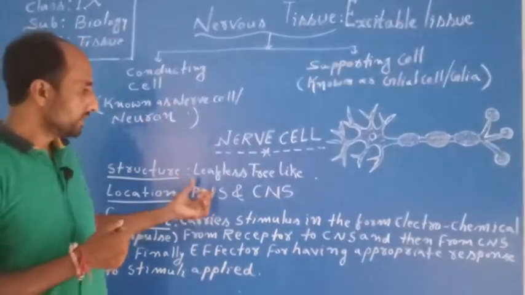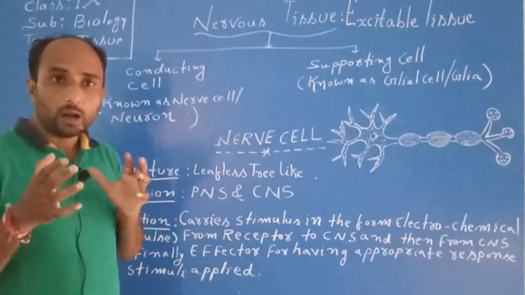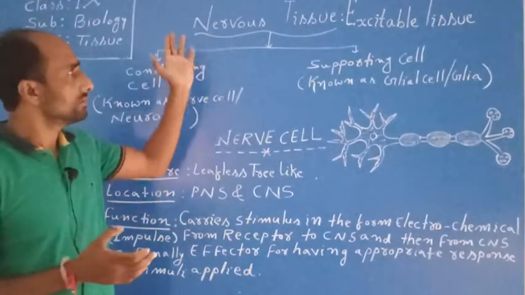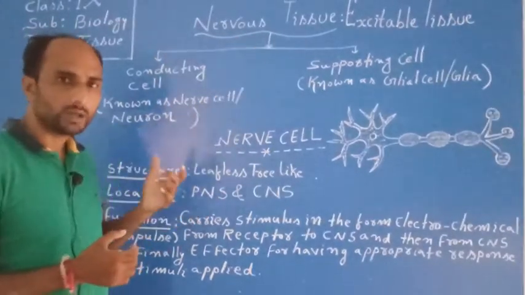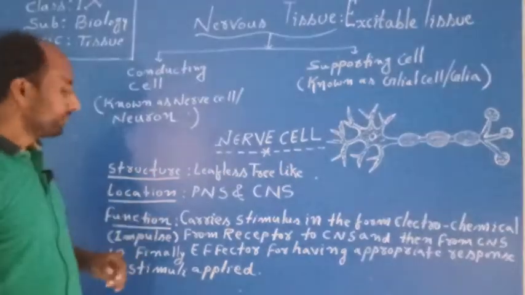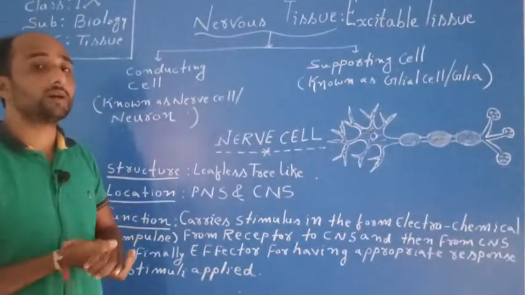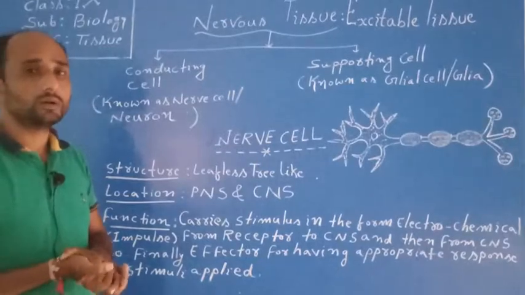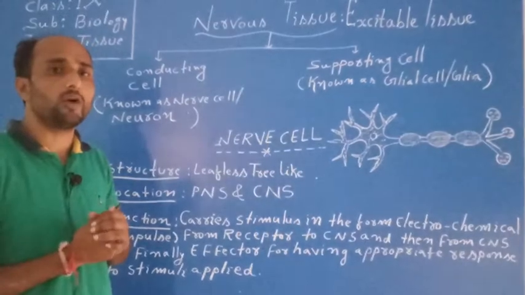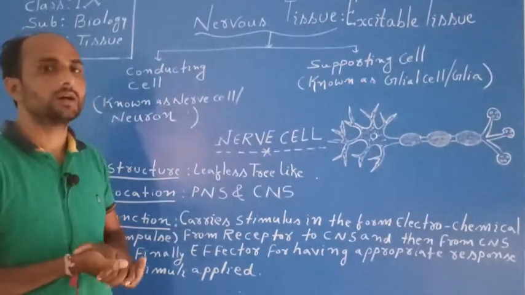This is the diagrammatic structure of the nerve cell. The body of the nerve cell is called the cell body, and the cell body is the largest part of the nerve cell. The cell body of the nerve cell has 2 other names. One is cyton, the other one is perikaryon. The third one is soma.